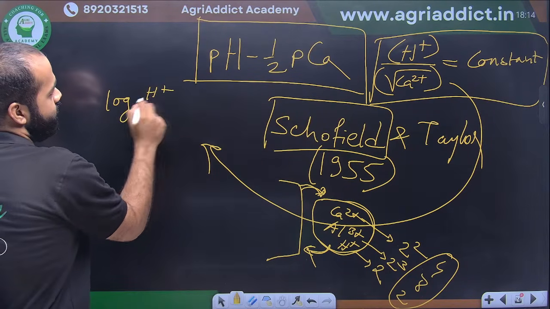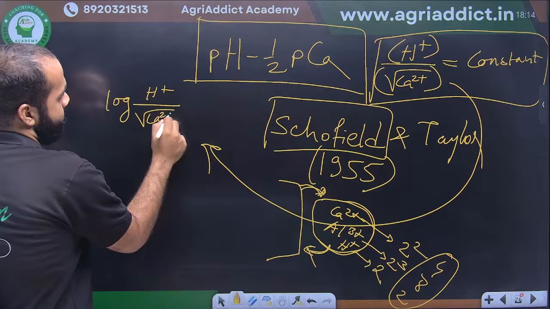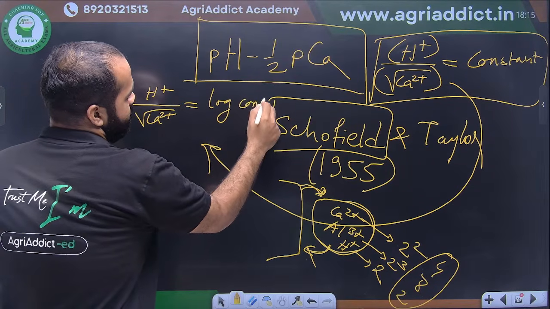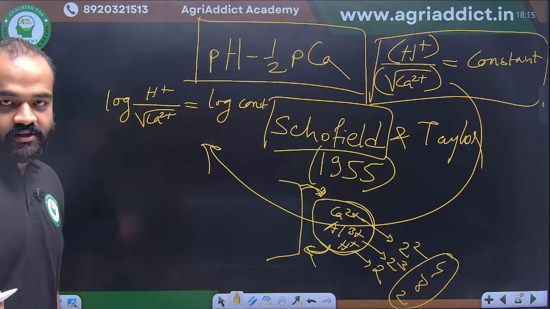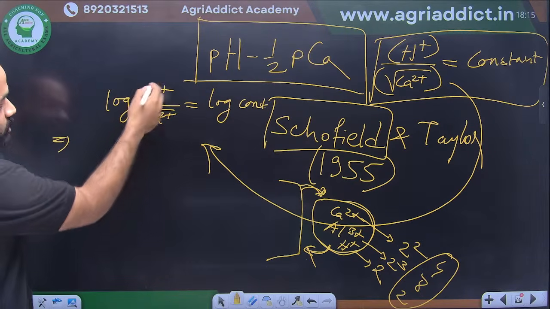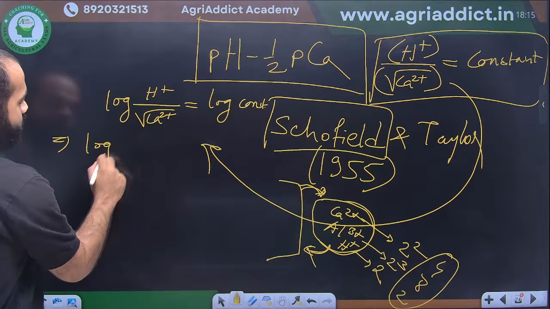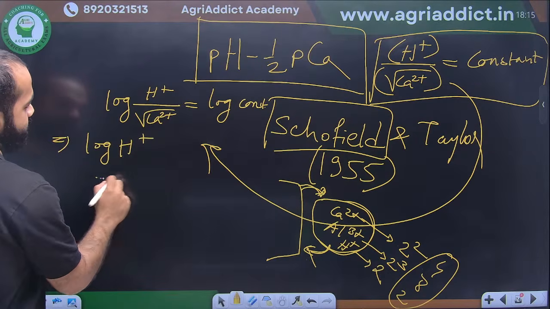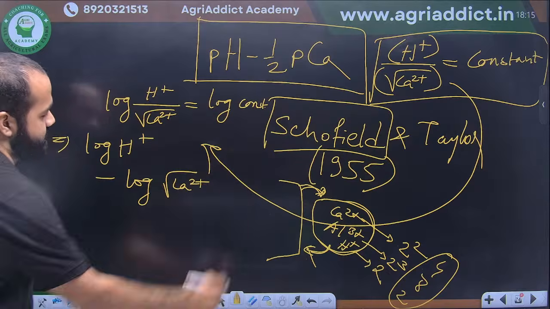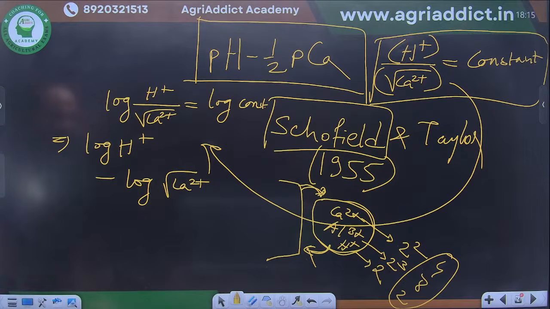Taking log on both sides of the equation, log of constant is nothing but again a constant. Log of constant is a constant only. Okay? So what will we do with this? Log of A by B, we all know it is log H+ minus log √Ca2+, right? Log of H+ minus log of √Ca2+.